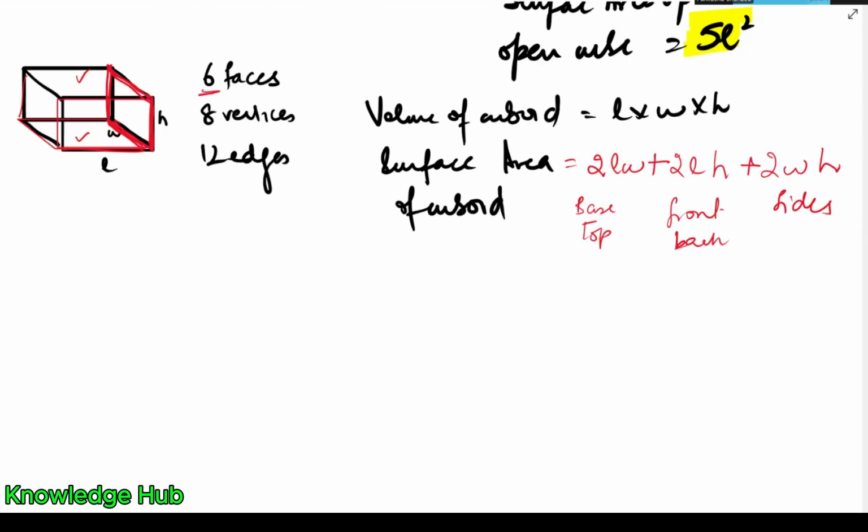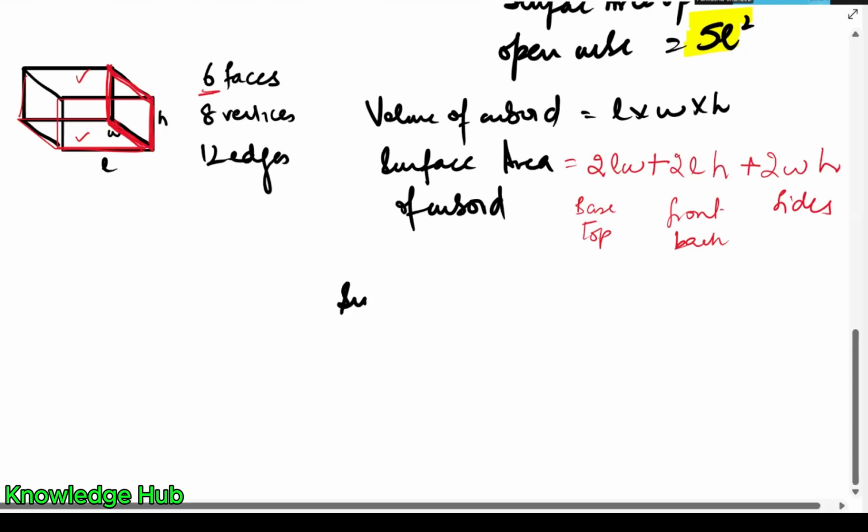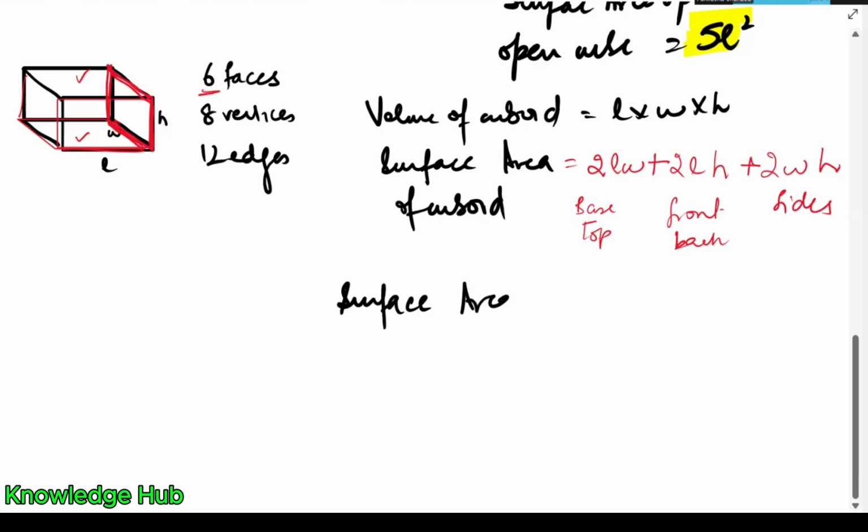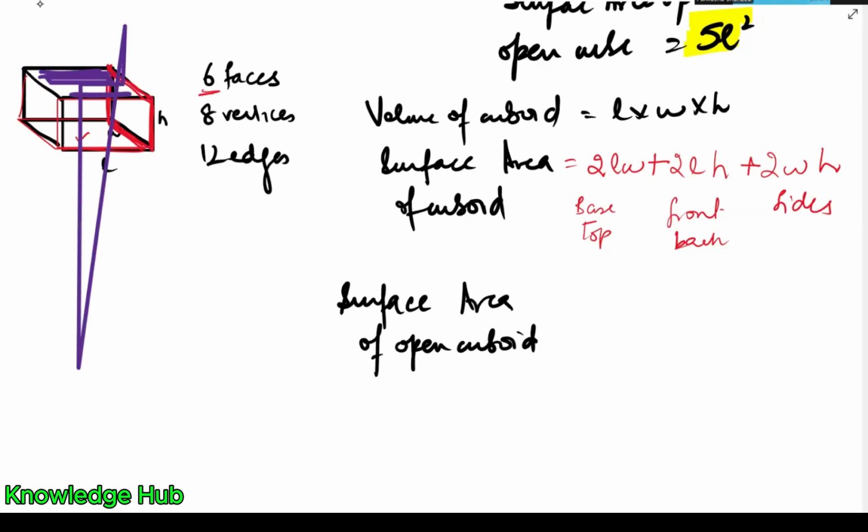Now, if it's an open cuboid, then what would happen? Surface area of an open cuboid. Obviously, when the cuboid is open, which face would be missing? Yes, it's the top one. So this would be missing. I'm going to exclude the top face.